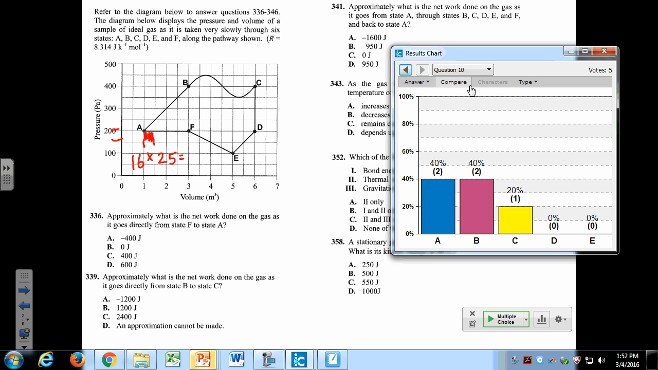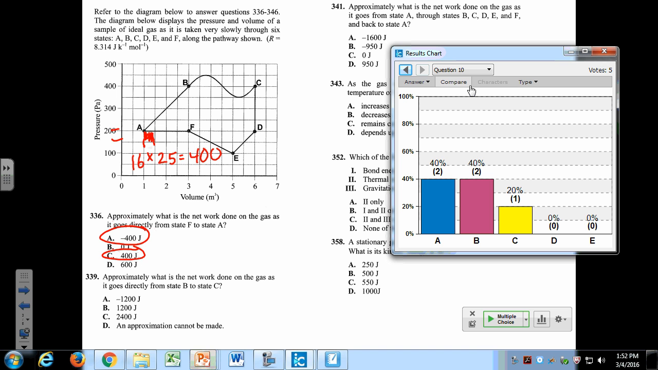On the y-axis, I have 50 Pascal. On the x-axis, I have 0.5. So these 16 squares all have 25 units, and 16 times 25 is 400. So it is either A or C, but is it positive or negative?